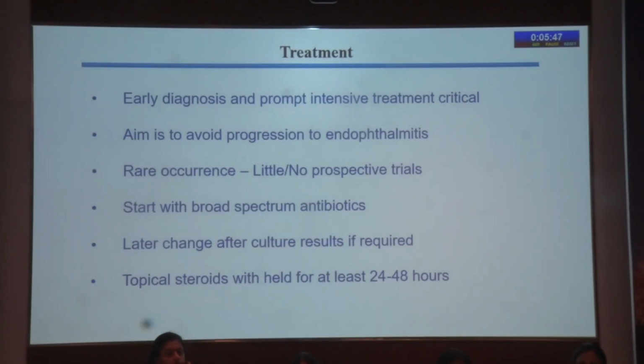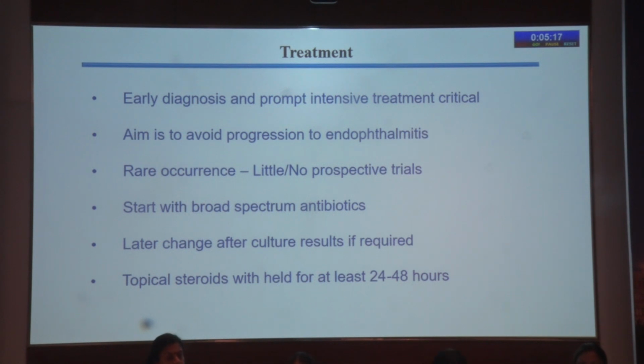So the treatment, early diagnosis and prompt intensive treatment is absolutely critical. So the aim of treatment is to avoid progression to endophthalmitis, because once endophthalmitis happens, the prognosis becomes extremely poor. Because the condition is relatively rare, we have no randomized control trials as such to suggest some guidelines as to how we should go about the treatment. But it is common sense that we need to start with broad spectrum antibiotics and later change if the culture results tell us to do so.